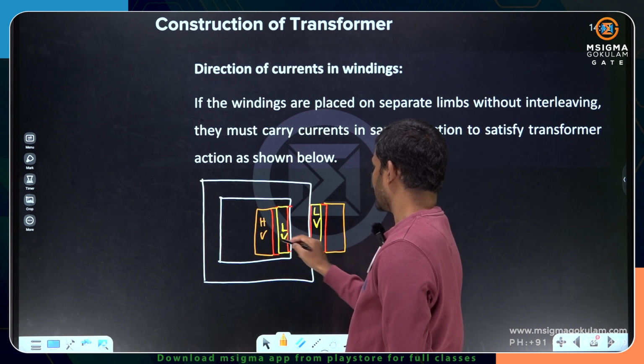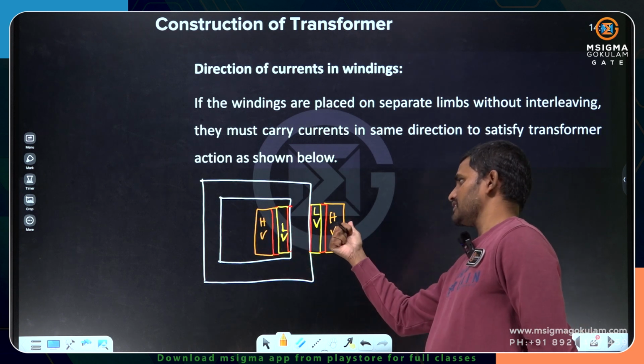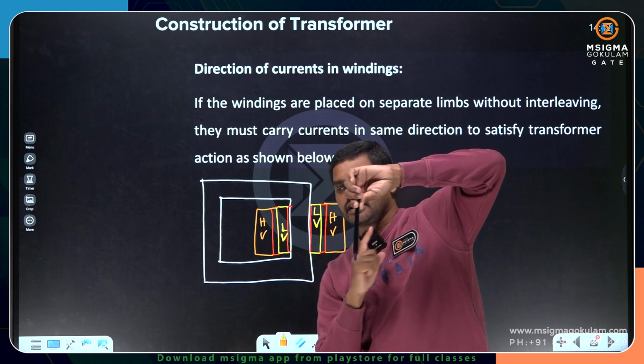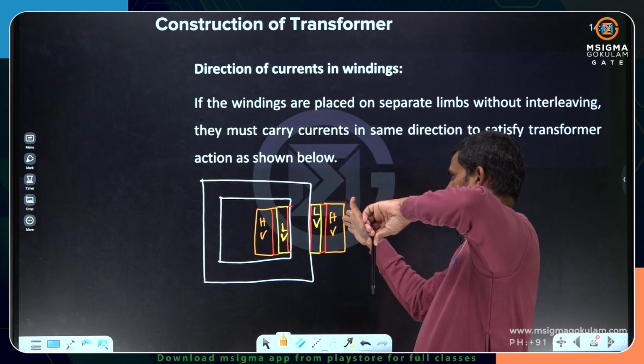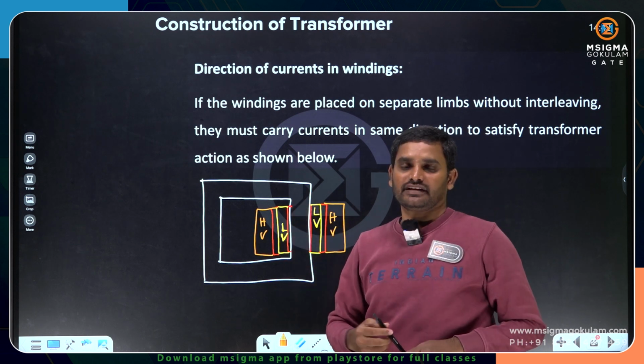So this is HV and this is also HV. This is a turn aside and this is a side. A complete turn will have two sides, na? This side and this side. So this is one side of HV and this is another side of HV. This is one side of LV, there is another side of LV.